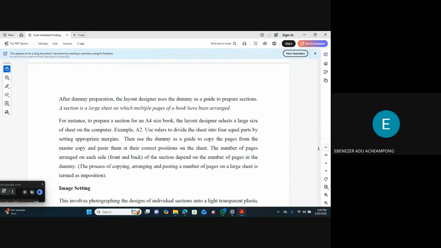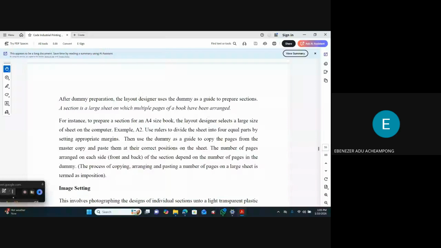Use rulers to divide the sheet into 4 equal parts by setting appropriate margins. Then use the dummy as a single guide to copy the pages from the master copy and paste them at their correct positions on the sheet. The number of pages arranged on each side, as front and back, of the section depend on the number of pages in the dummy. The process of copying, arranging, and pasting a number of pages on a large sheet is termed as imposition.